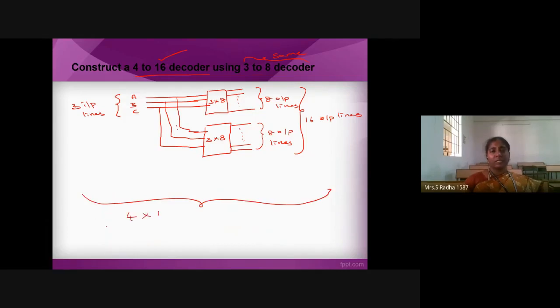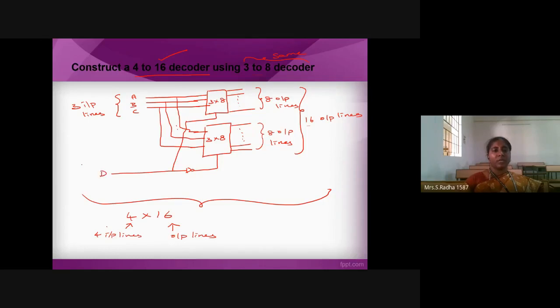Overall, the diagram should be 4 by 16, which means 4 input lines and 16 output lines. Already the 16 output lines we have matched. Now what I will do, I will go with an inverter which will make the second decoder on, and without the inverter which will make the first decoder on.